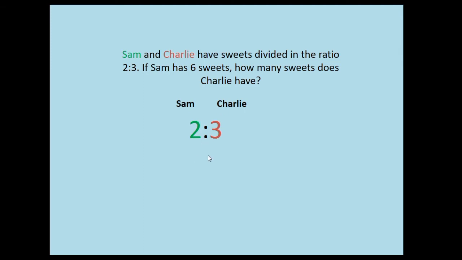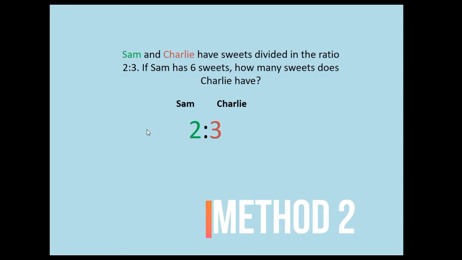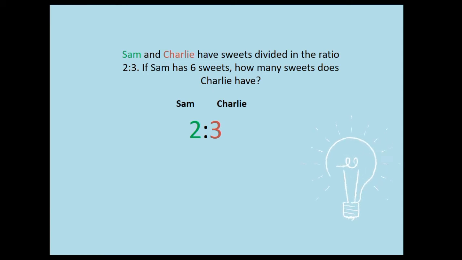So Sam has 2 parts, Charlie has 3 parts. The actual quantity of sweets is equal to 6. Discuss out loud whether we'd write the 6 on the left-hand side or the right-hand side. We would write the 6 on the left-hand side because this concerns Sam.